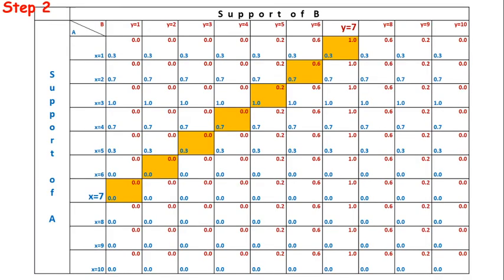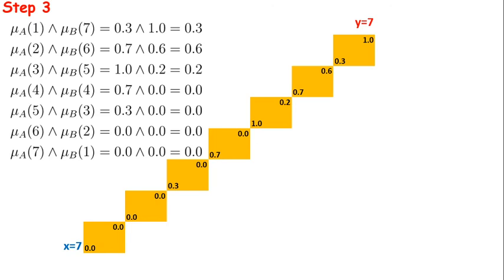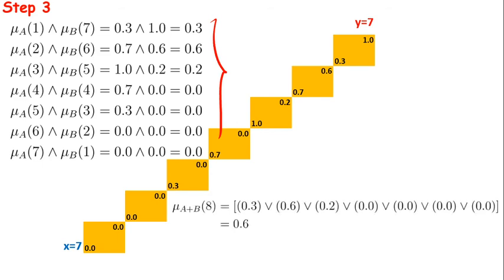So we repeat this process again, and this time we'll calculate the membership function value for 8. So these are the possible ways to get 8 from this table. Again we just take the minimum value in each cell and consider the maximum one. So these are the minimum values, and if you consider the maximum among all these values, you'll get 0.6, and this 0.6 is the membership function value for element 8.